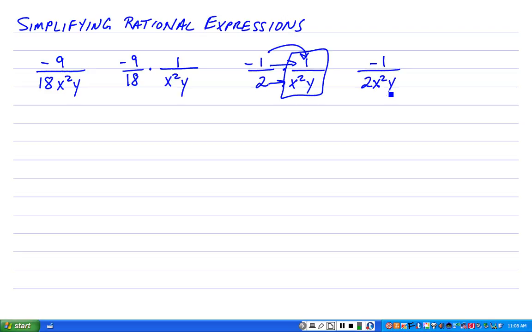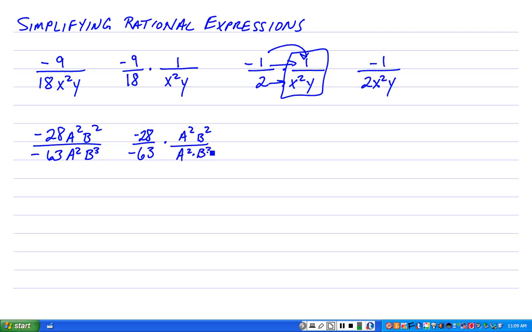Let's try one like this. Here we go. So let's say negative 28 a squared b squared over negative 63 a squared b to the third. Okay, so again, this is just a way you can do it. If you choose to do it this way, you can separate the coefficients from the variables. So you can separate the coefficients, and then you can separate the variables. Okay, so you can write it like that if you'd like.